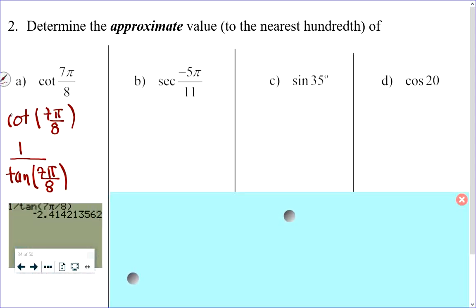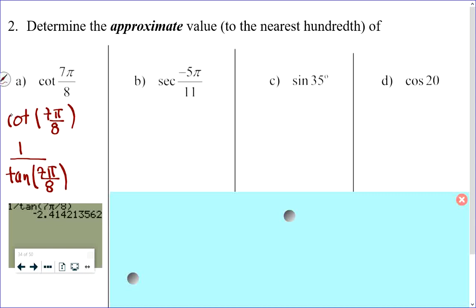So on your calculator, how I would enter it is 1 divided by tan of 7 pi over 8. You do need to make sure that you're in radian mode. I suppose what you could do is take the tangent of 7 pi over 8 and then go 1 divided by the answer. So this question is merely about how to calculate these on your calculator.